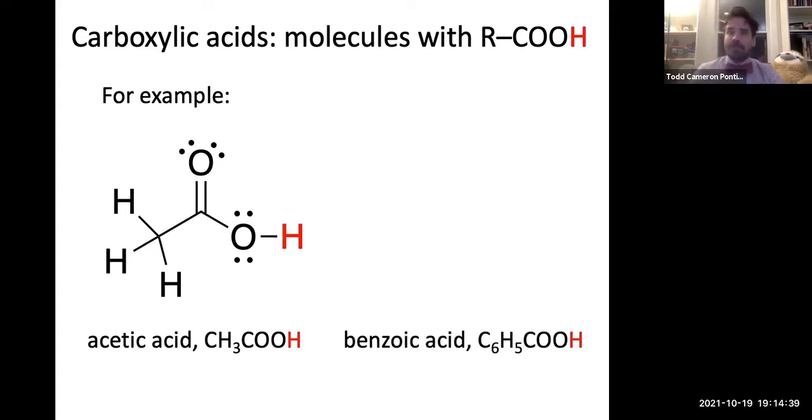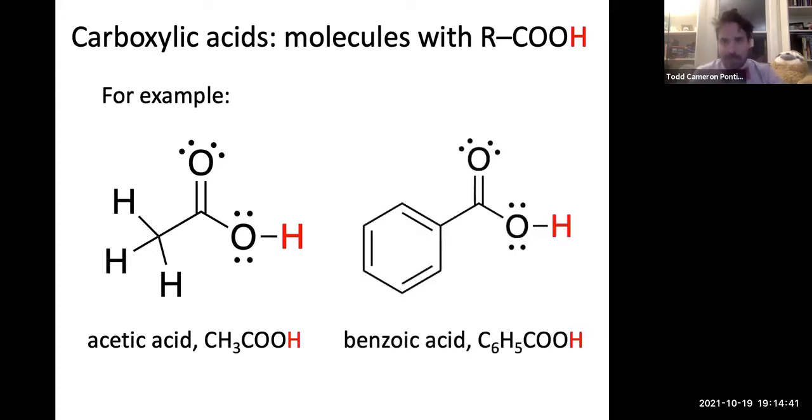Another example is benzoic acid. And here's an image of benzoic acid. They both have that functional group, and that functional group is good at polarizing the OH bond to remove the hydrogen. Plus, once the hydrogen's removed, there's resonance in the conjugate base, which helps stabilize them.